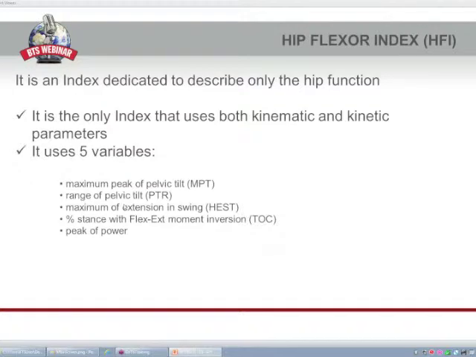Another example of an index was the Hip Flexor Index, which is dedicated to describing not the overall gait pattern, but only the hip function. It uses 5 variables: the maximum peak of the pelvic tilt, the range of motion of the pelvic tilt, the maximum extension in swing, the percentage of stance at which the inversion of the flexion-extension moment happens, and the peak of the power. It is the only index that uses both kinematic and kinetic parameters, but it is devoted just to the hip joint and not to the overall gait function.